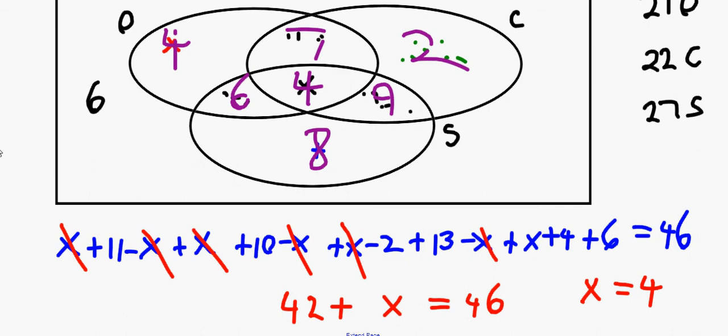At least 2 games? I'd say that's your 6, your 7, and your 9, which adds up to 22, and the 4, which adds up to 26. Okay.